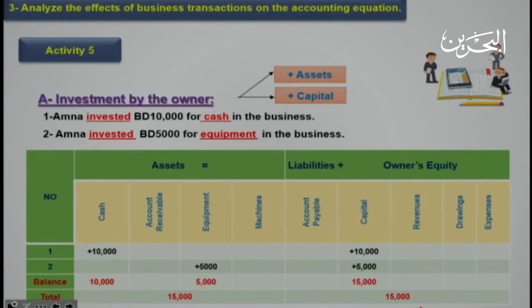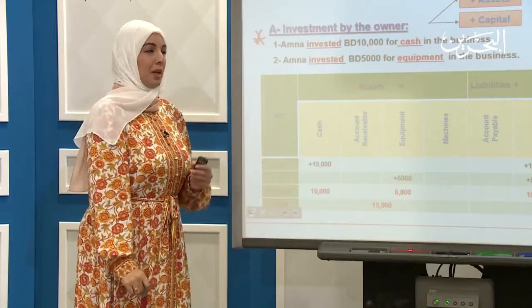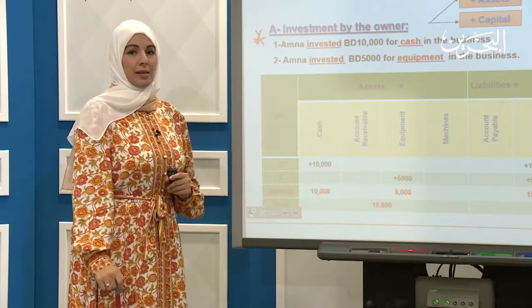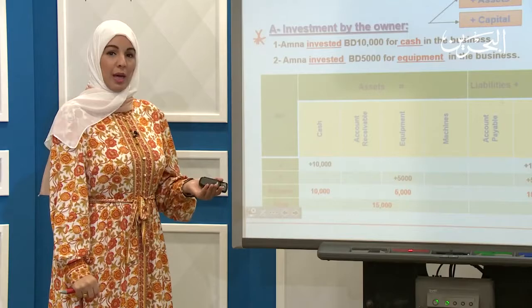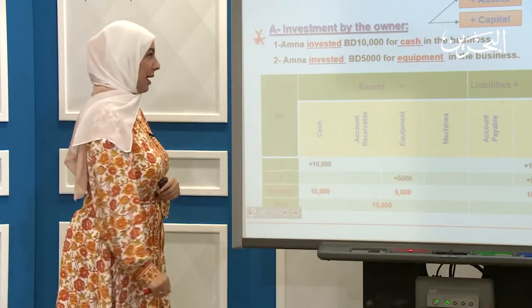Now I will move to the analysis of the effect of business transactions on the accounting equation. In our activity, I have a transaction, and each transaction will affect some accounts. Let's take a look at our transaction. The first transaction is investment by the owner. If I want to invest, what type of account will be affected? I should notice that in each transaction, as a minimum, 2 accounts will be affected. It can be more than 2 accounts, but cannot be less than 2 accounts.